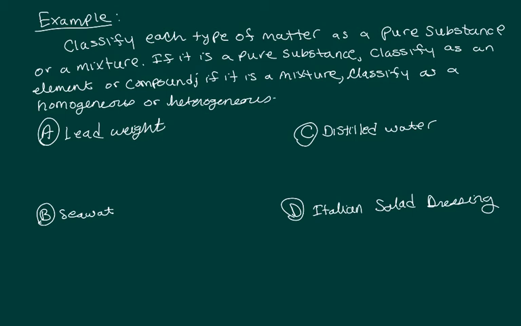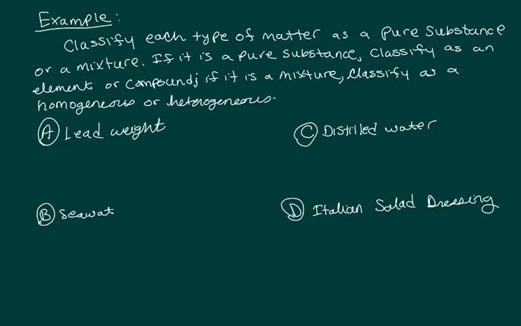So we've talked about classifying matter according to composition. And so we're going to do an example to see if we've learned the concept. Classify each type of matter as a pure substance or a mixture. If it is a pure substance, classify it as an element or compound. If it is a mixture, classify it as homogeneous or heterogeneous. I want you to keep thinking back to the flow chart that we just did. Take a picture of the flow chart in your head to help you classify this.